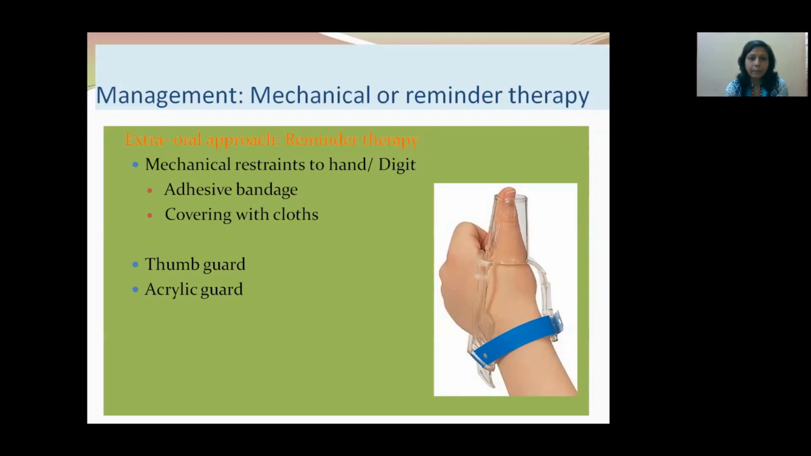Mechanical or reminder therapy can be used for the correction of these sucking habits. So for the extraoral approach, reminder therapy includes the mechanical restraint to the hand and digits. That includes adhesive bandage, or the thumb or finger can be covered with cloths. Thumb guards, acrylic guards can be used to restrict the habit.